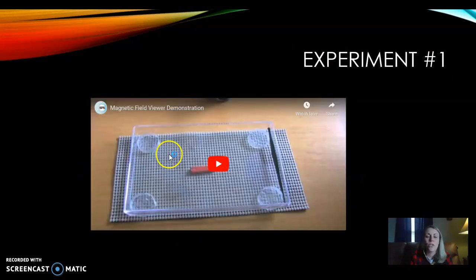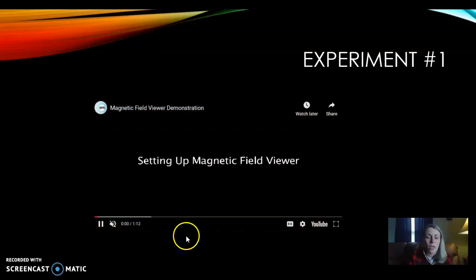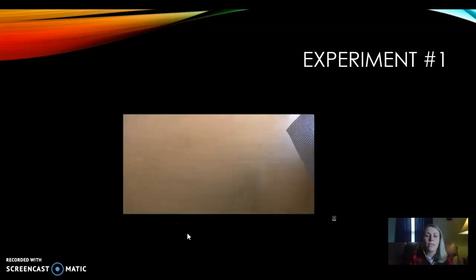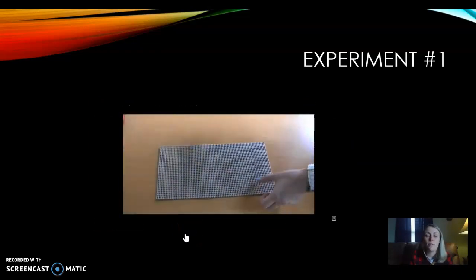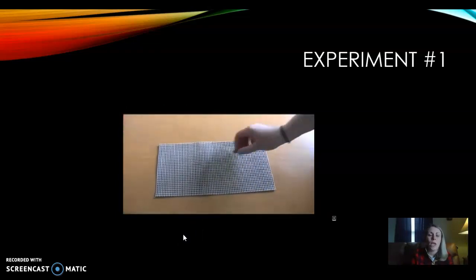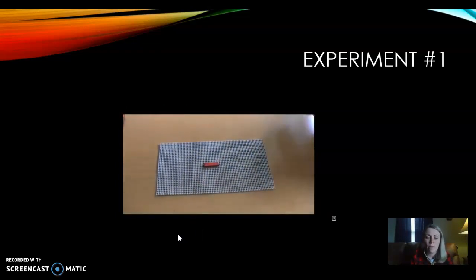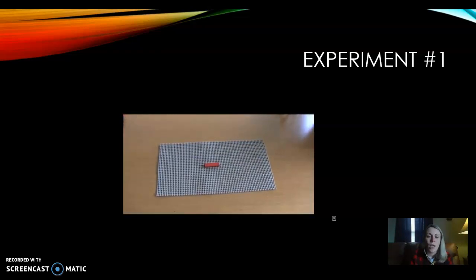Okay, so we're going to start with our first experiment, and this is basically just a demonstration, but if we had been in class, this is something that we would have attempted to do. We're going to set up a magnetic field viewer. So basically this girl is putting a non-slip material here on the table. Then she's going to place a bar magnet on top of the non-slip material.